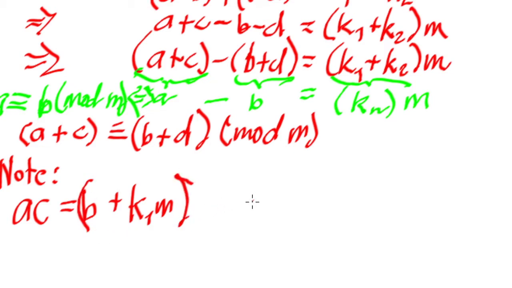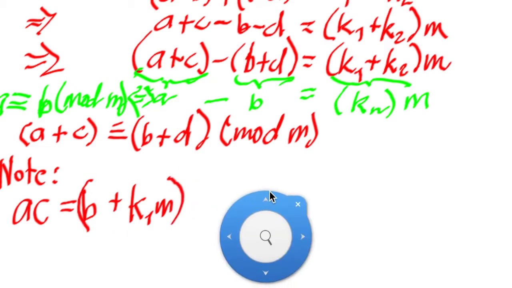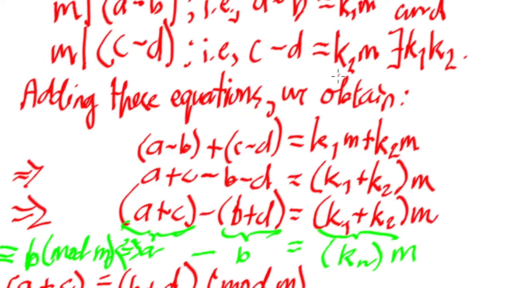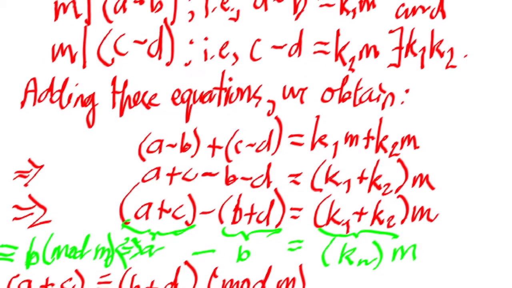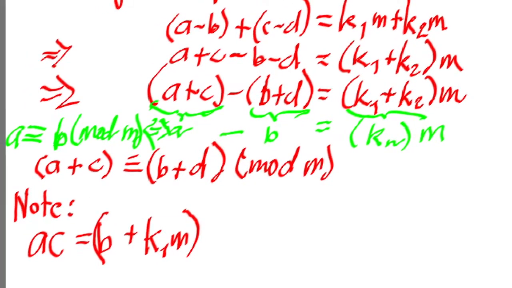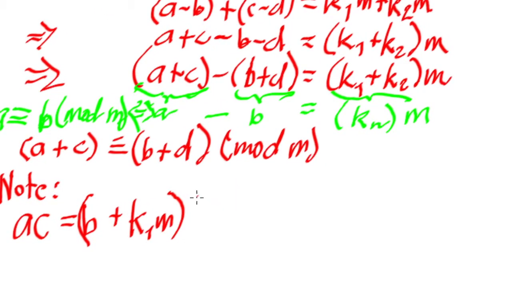Now, how about C? What's the value of our C here? C minus D equals K sub 2 times M. So we're going to transpose the D to the other side to make it positive, and then by commutativity, we will have D plus K sub 2 M.